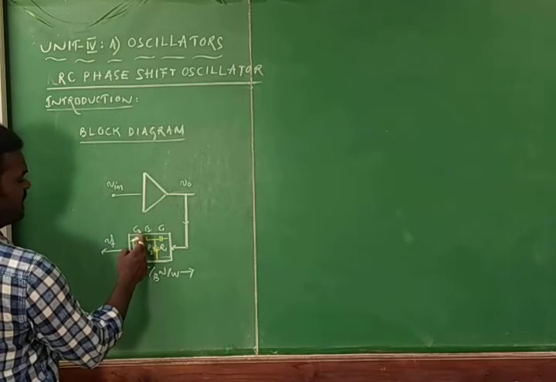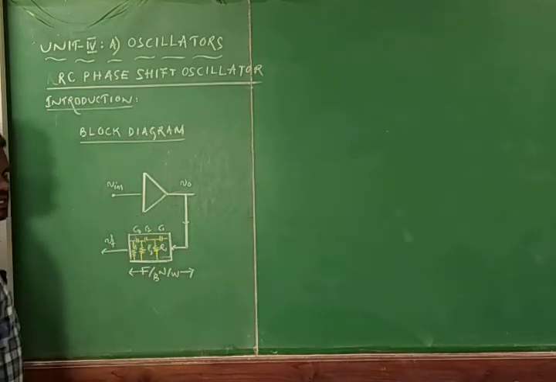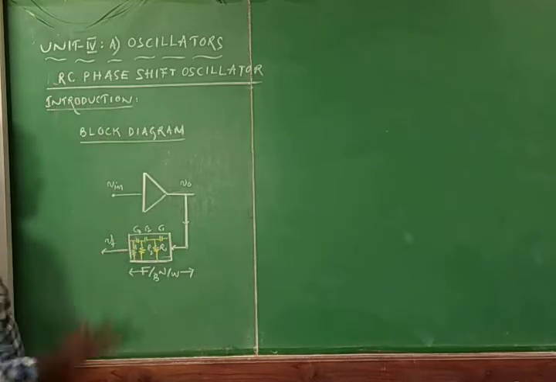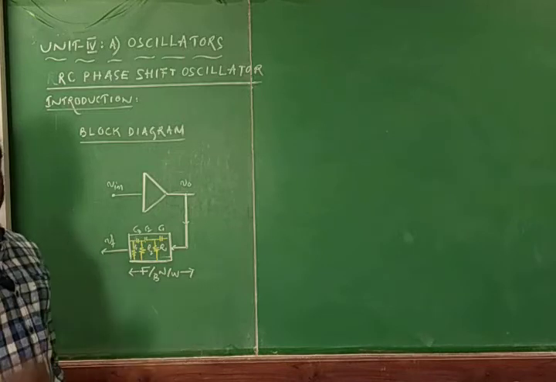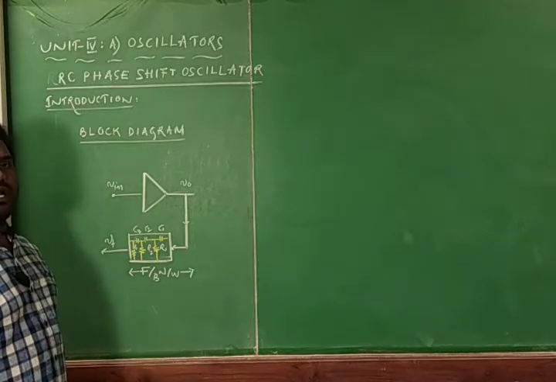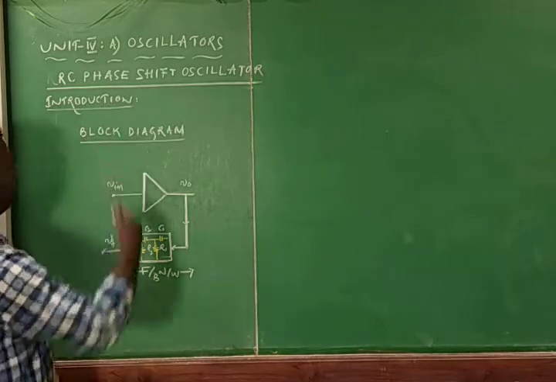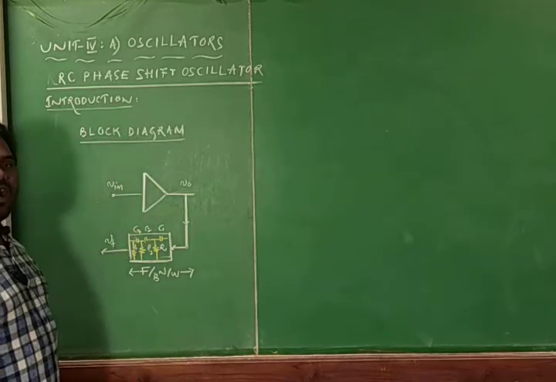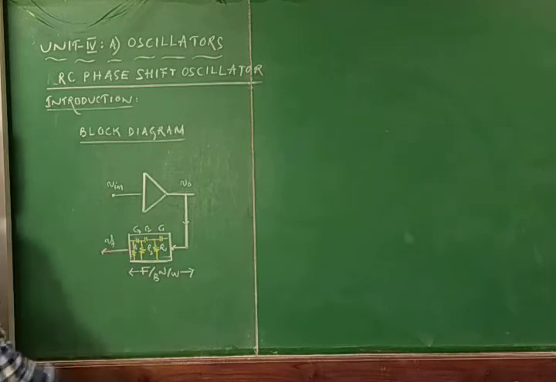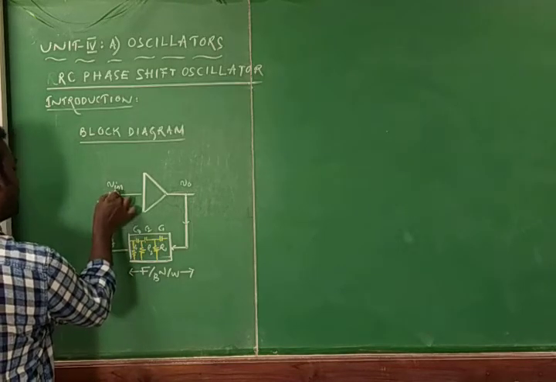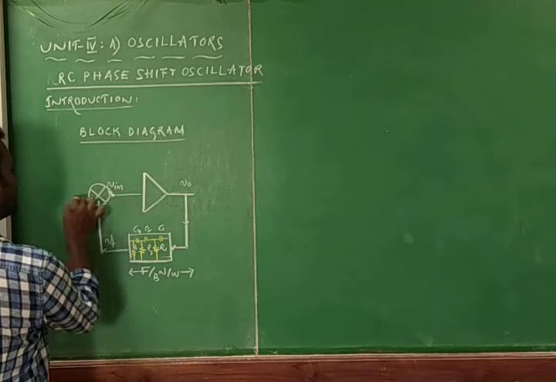This is a resistor and this is a capacitor, resistor and capacitor, so it is called an RC oscillator. We have three types of oscillators: RC oscillator, LC oscillator and crystal oscillator. This RC phase shift oscillator comes under the RC oscillator. Now this is VF, then we have to add this VF to VS, that is the existing signal.